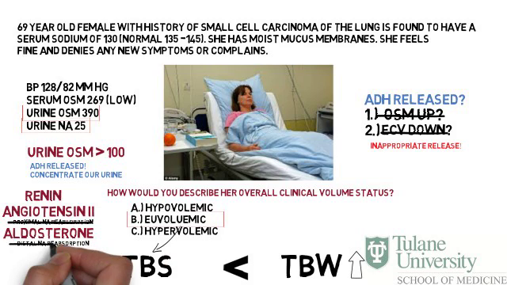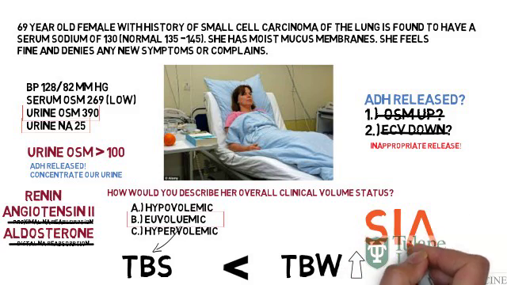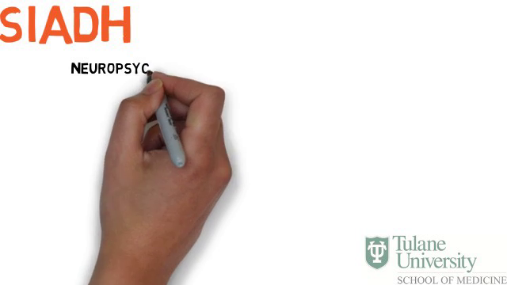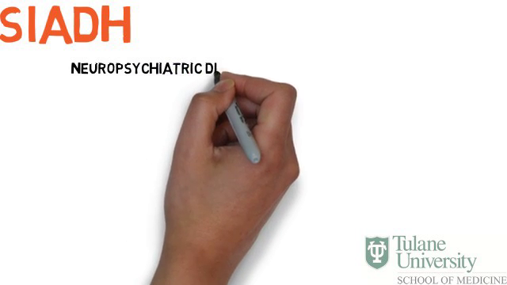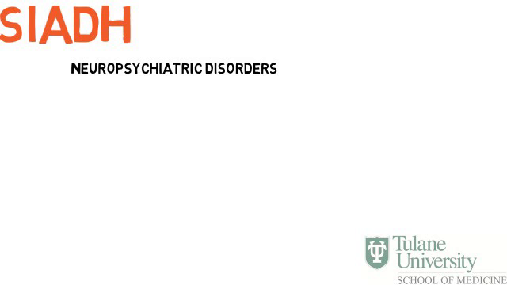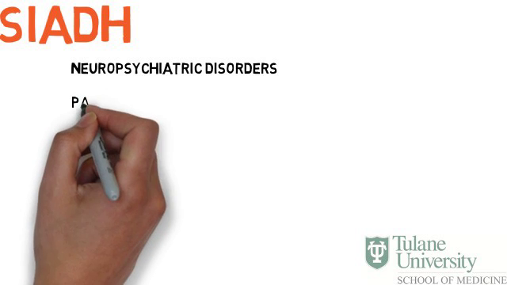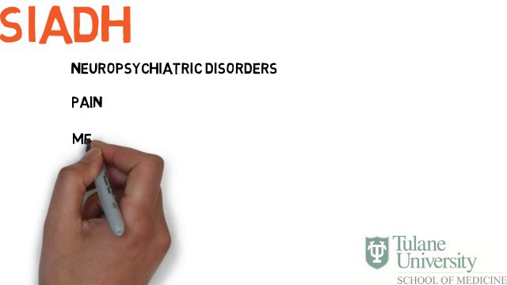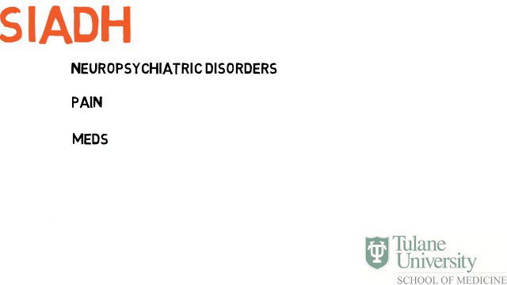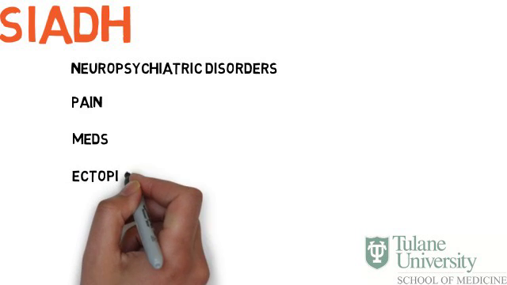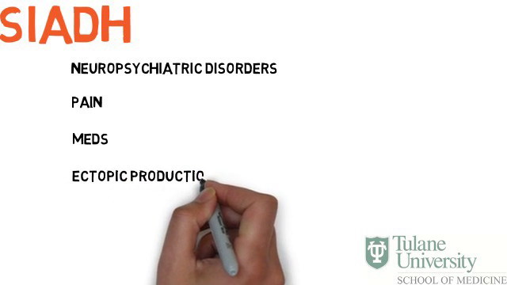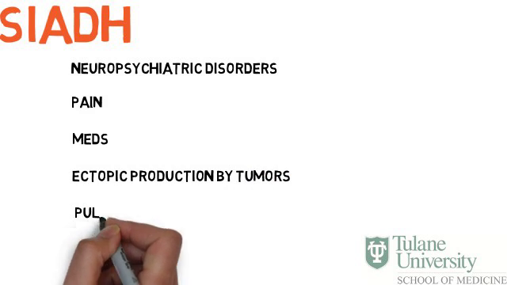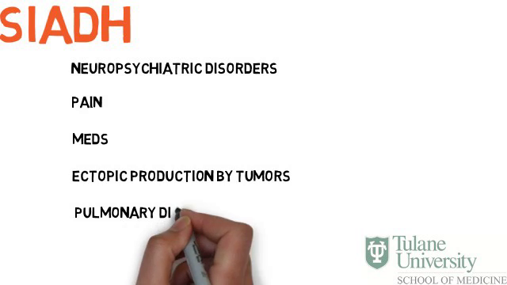So this actually happens to be the syndrome of inappropriate ADH, or SIADH as it's commonly known. And this can happen for several reasons. It can be due to neuropsychiatric disorders. It can be due to pain with or without narcotics, as that's been found to cause it. It can be secondary to medications, too many to name in this course today. It can be due to ectopic tumor production, which is the case in this patient. And it can also be due to pulmonary disease.